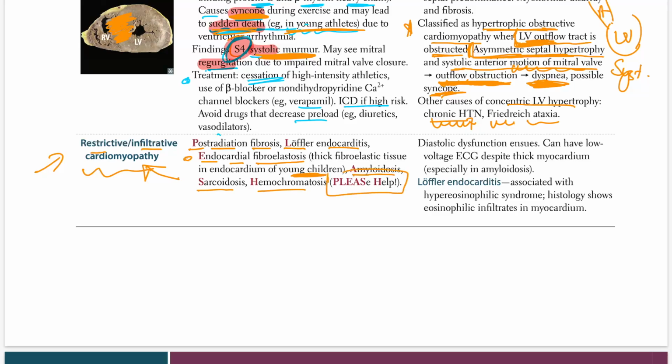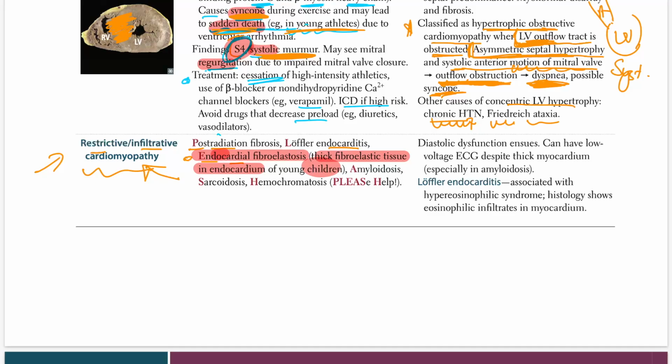The mnemonic here is also pretty good: please help. Again, you want to think about radiation, anything that would cause cardiomyopathy, irradiation, Loeffler's. Or you can think about it specifically in a child; a child wouldn't go into post radiation. So with the child specific, you're looking at fibroelastosis, which is just thick fibroelastic tissue within the endocardium of young children. Amyloid can deposit, and sarcoidosis and hemochromatosis can also deposit here, causing infiltrative cardiomyopathy.